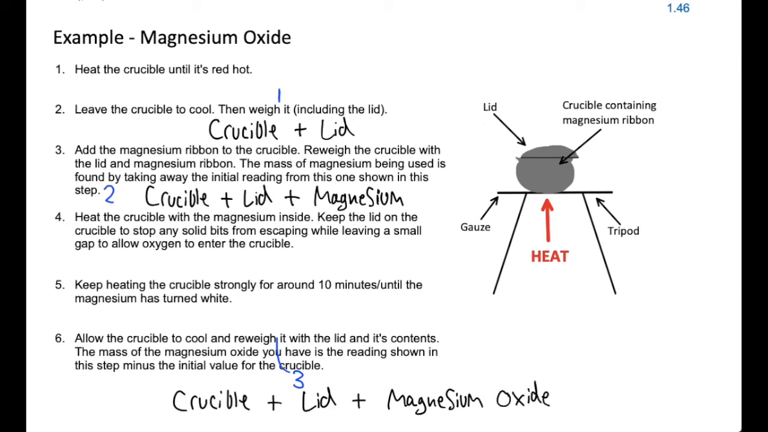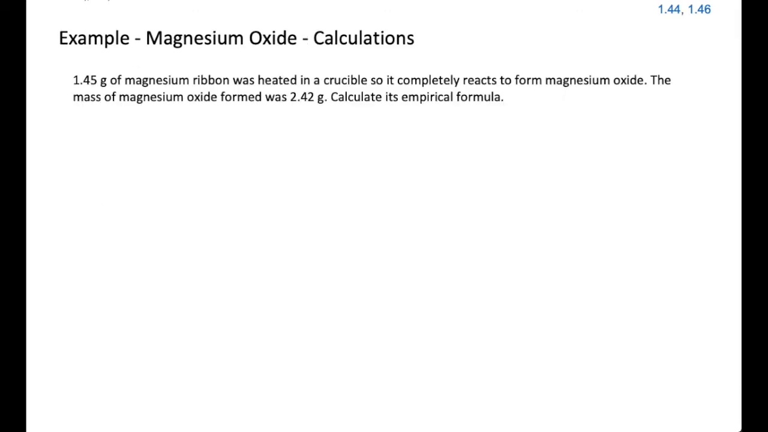So I'm going to go a bit further here and actually apply this experiment to a calculation, referring back to the steps on this page as I do so. Now we're given a calculation question. We are told that 1.45 grams of magnesium was heated in a crucible so that it completely reacts to form magnesium oxide. We are also told that the mass of magnesium oxide formed was 2.42 grams, and then we're asked to calculate the empirical formula.